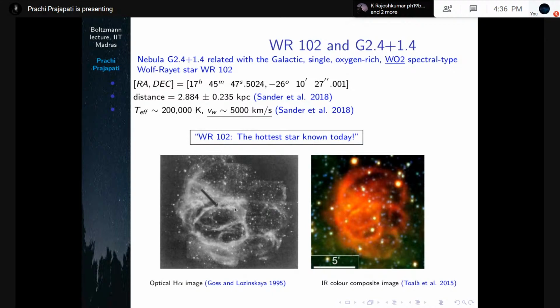You can see that the shape is not spherical for this particular nebulosity. Rather, we can see some interesting and complex filamentary structures, like multiple rings and loop-like structures. Therefore, this is one of the most interesting sources, and since WO102 is an isolated star, we can expect the particles to get accelerated within this bubble.